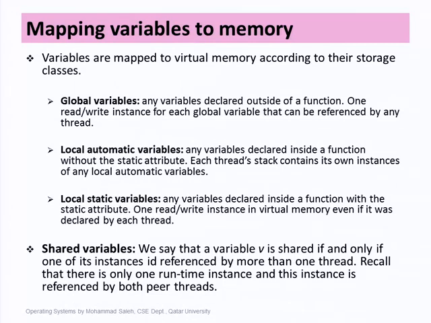Which means one thread will change the value of this static variable, and it is seen by other threads, and so on. So it's similar to a global variable. Of course, a variable is shared if it is referenced by more than one thread, for which, again, there are consequences that we have to take care of.